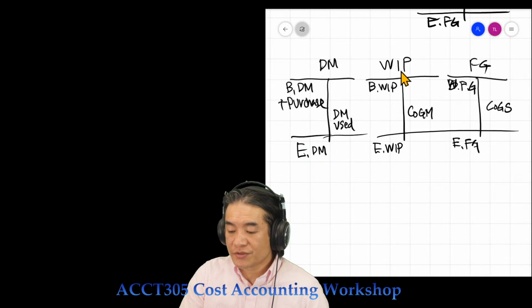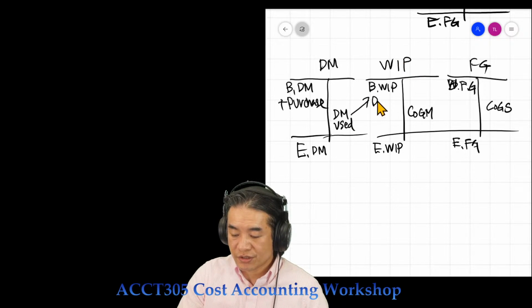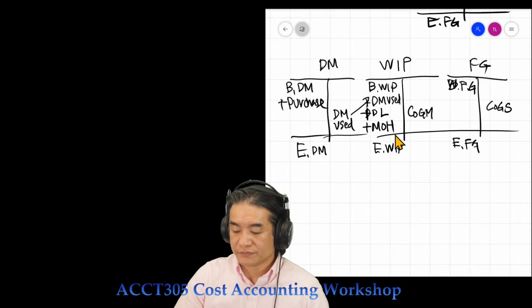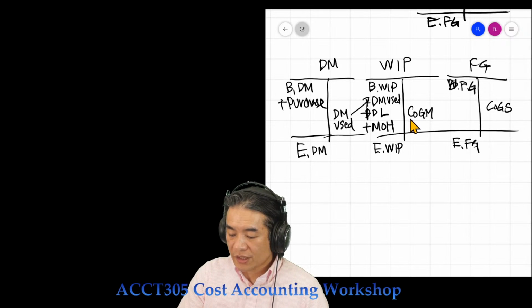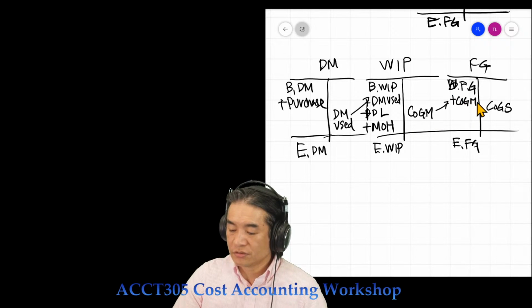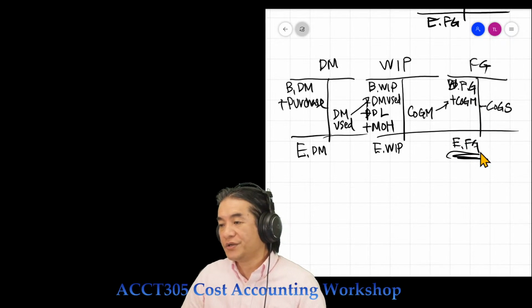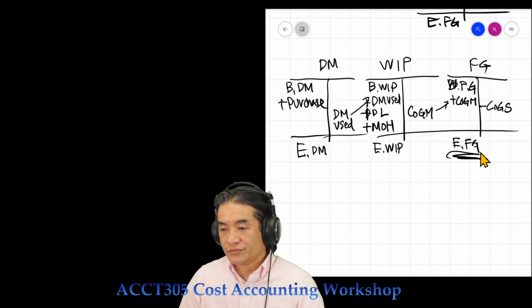Okay, but when it comes to accounting for the WIP, we have to account for this DM used, plus direct labor, plus manufacturing overhead, and then taking out COGM. So we know over here is plus the COGM. Take out the COGS, it will give us the ending finished goods value. Easy, right?